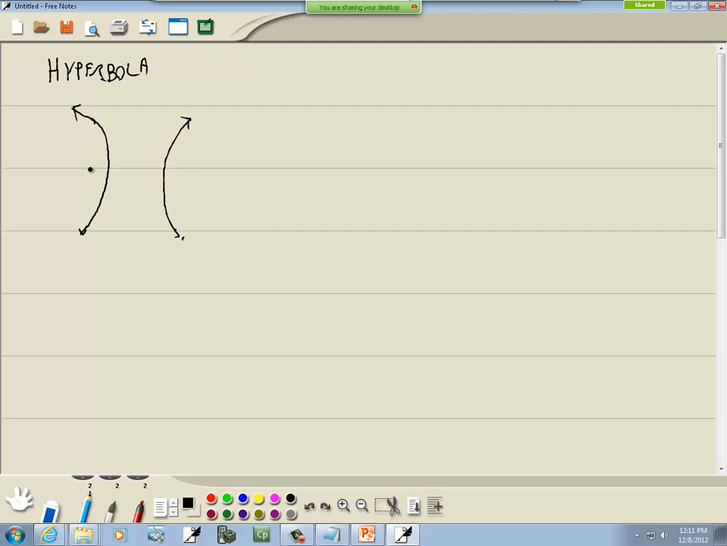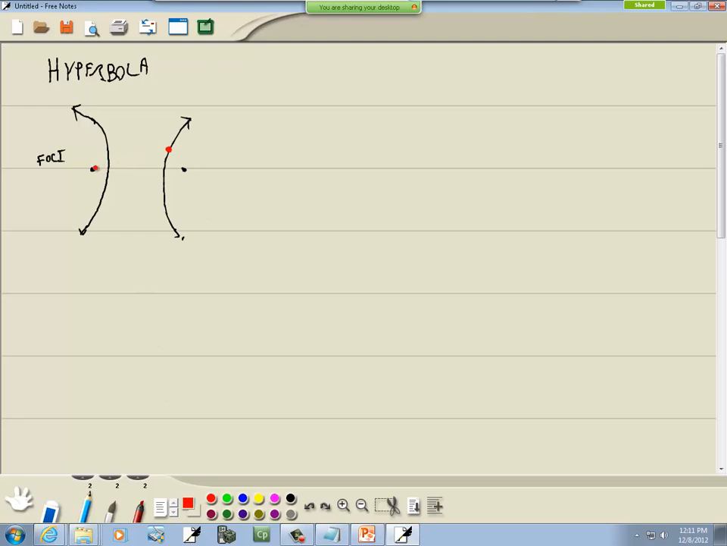Now, if I look at the hyperbola, we'll have other pieces too, but these are the ones I want to specifically talk about. We're going to have foci. We'll have a focus here and a focus here. So foci, plural.